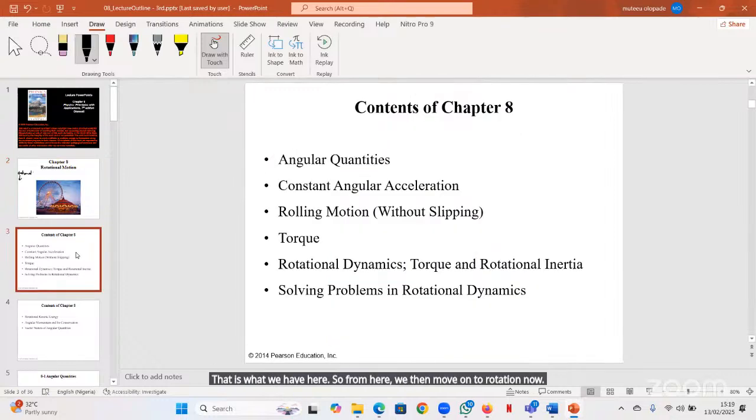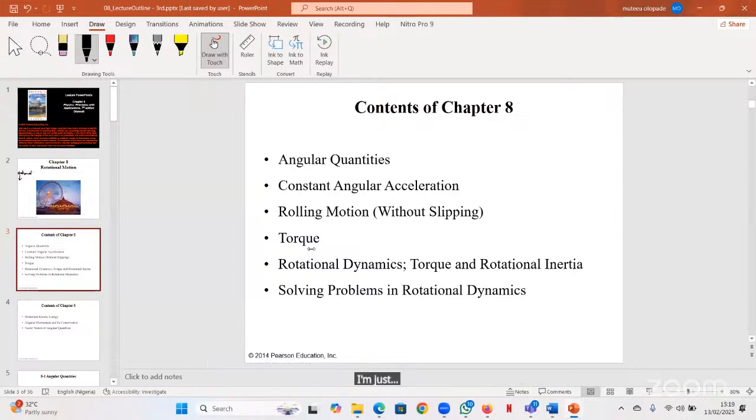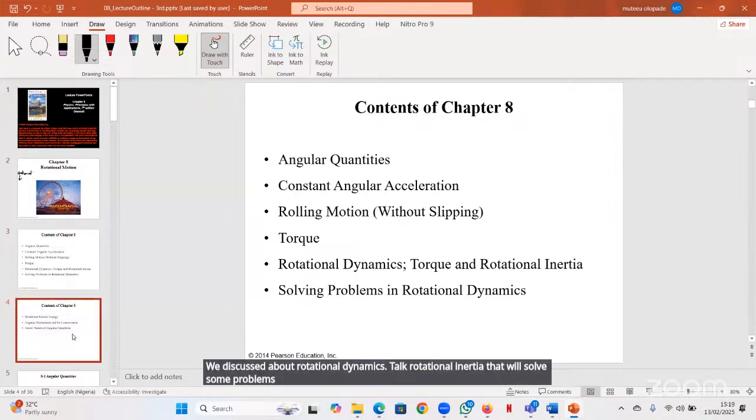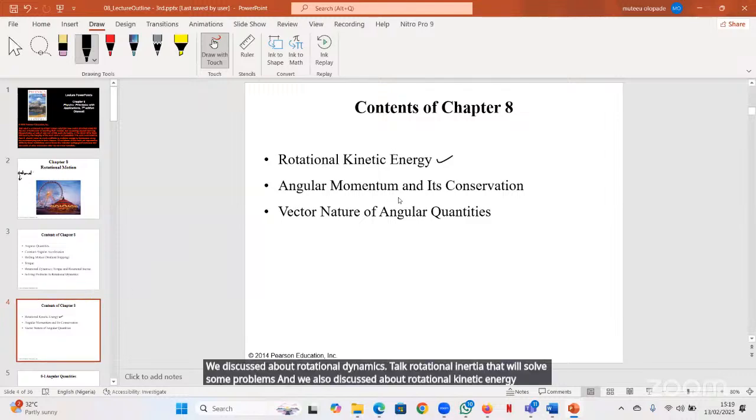Under rotational motion, we will discuss angular quantities, constant angular acceleration, rolling motion, and torque. We'll discuss rotational dynamics, torque and rotational inertia. Then we'll solve some problems. We'll also discuss rotational kinetic energy, angular momentum and its conservation, and the vector notation of angular quantities.